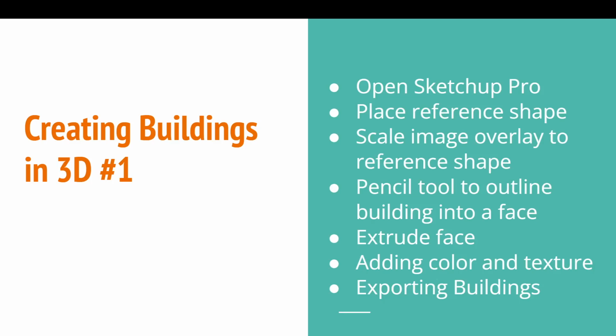We're going to use the pencil tool to outline each building's footprint into a face. We're then going to extrude the faces to the correct heights. We're going to add color and texture to the buildings so that they are visible. And then after that, we're going to export them so that they can be imported into SketchUp.